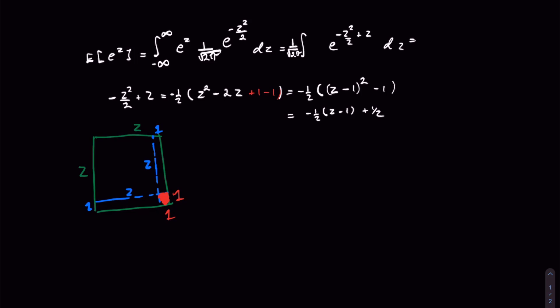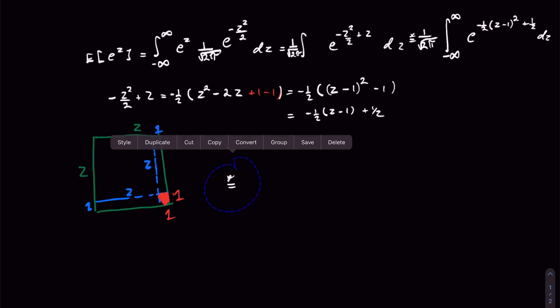Okay, so let's do it. Pi, integral from minus infinity to infinity of e to the minus half, z minus 1 squared, and there's a plus half left, dz. Going to continue down here. Let's move this a little bit to the side to give us more space. Right, so what do we do here next?